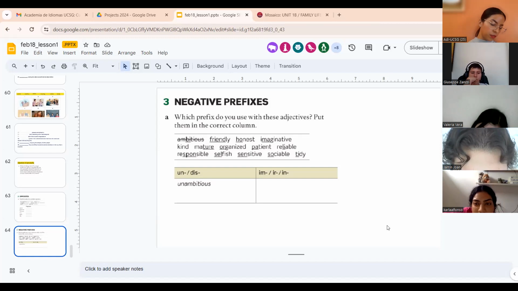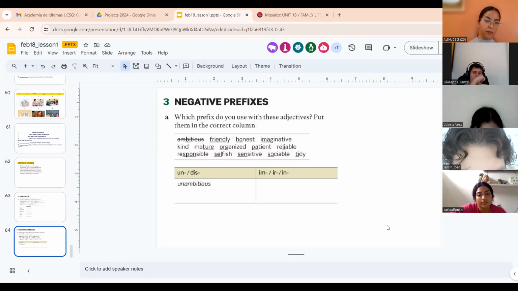And with dis, Carla? With dis, dishonest. Disorganized. And that's it. Unimaginative. Unimaginative. And no more. Okay, we finished the first column. In the last column, Valeria, what do you have in the last column?